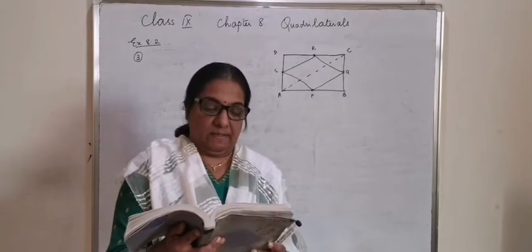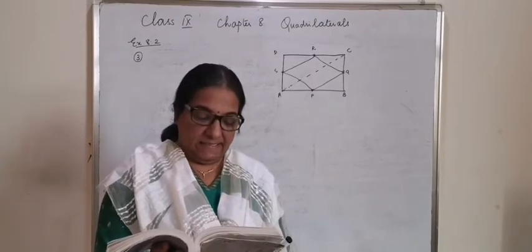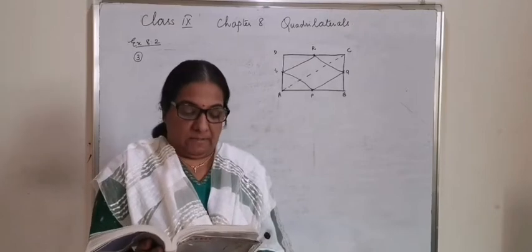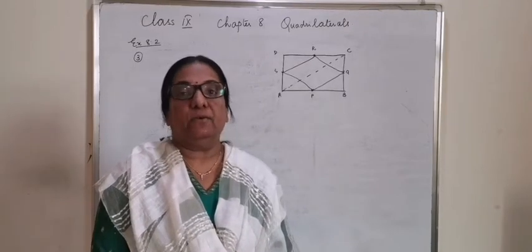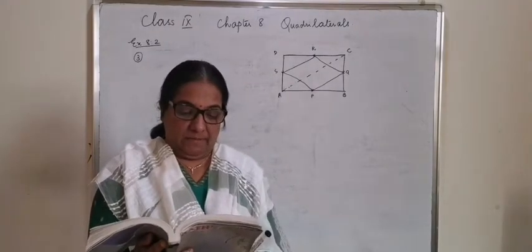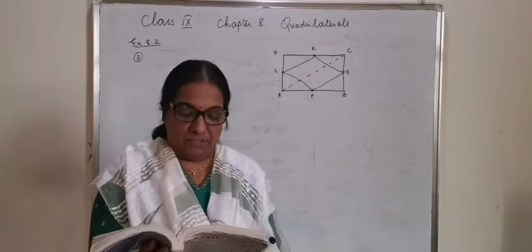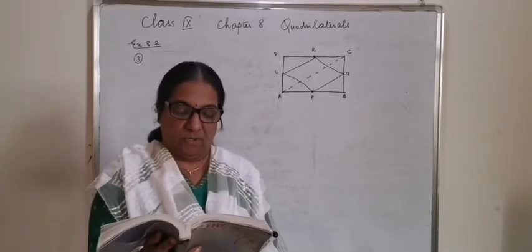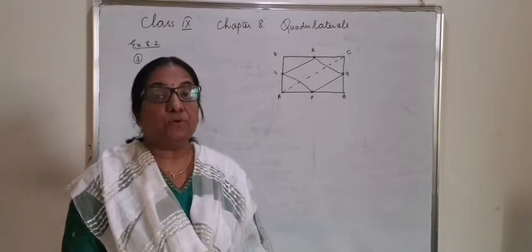Question number 3. ABCD is a rectangle. Underline rectangle. We can use the property that the opposite sides of a rectangle are equal and all angles of a rectangle are 90 degree. P, Q, R, S are the midpoints of AB, BC, CD and DA respectively. Show that quadrilateral PQRS is a rhombus.